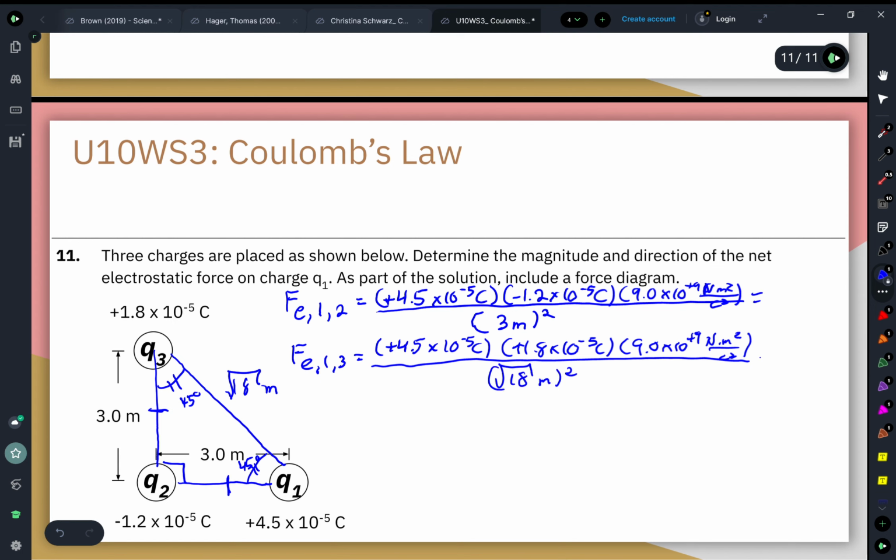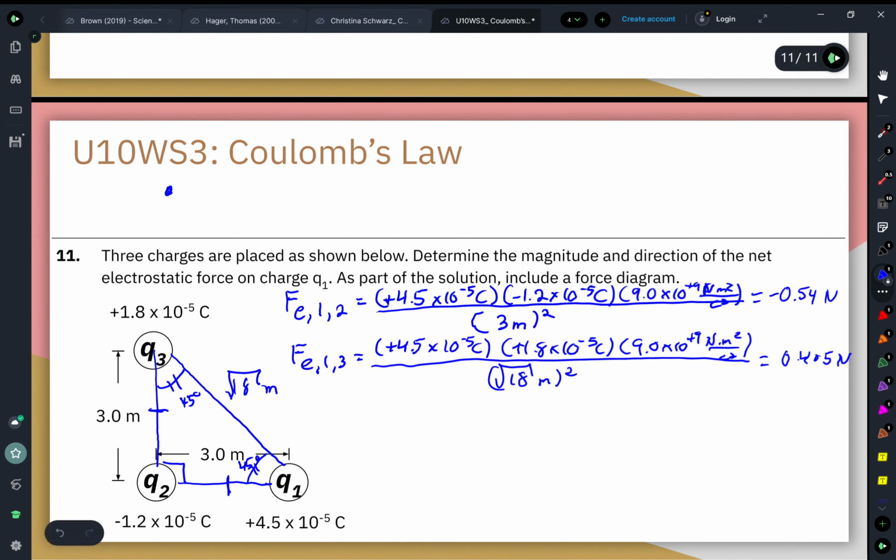When we plug these numbers into a calculator, the value that we get between charge 1 and charge 2 is negative 0.54 newtons. Between charge 1 and charge 3, positive 0.405 newtons. Now, that does not tell us the direction. What that is telling us is that between charge 1 and charge 2, it is an attraction. Between charge 1 and charge 3, it is a repulsion. So I'm going to put the force diagram up on the top of the screen just to make it a little bit easier to see.